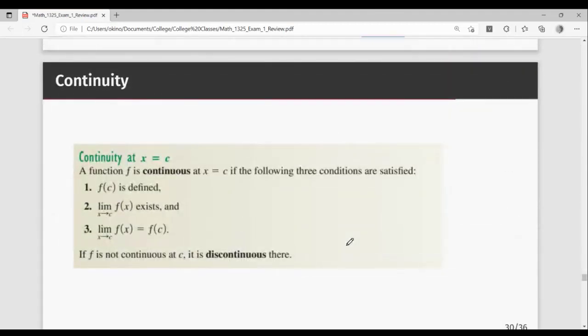Okay, and lastly, what's the last topic? So let's look at continuity. And for continuity, we just have 3 conditions that we need to make sure happen. In my opinion, you only need to memorize this one. What you need to make sure is that this part exists, this part exists, and they're equal to each other. And if any of those fail, if one side doesn't exist, or if both don't exist, or if they both exist but they're not equal, then the function is discontinuous.